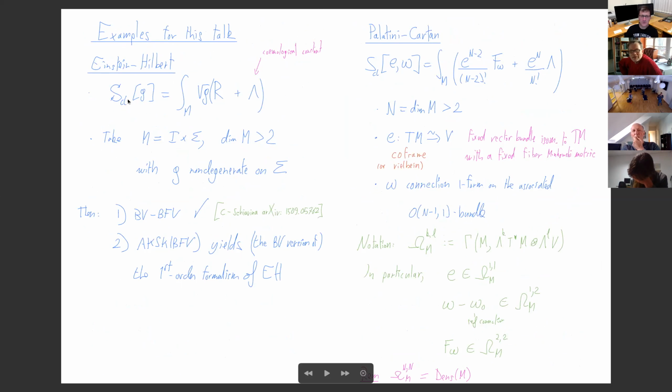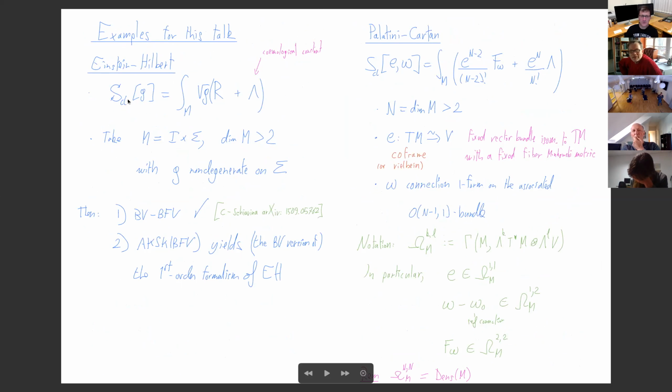It gives you directly the BFV formalism for the first order theory of gravity. So that works in any dimension. In the Palatini-Cartan formalism, the coframe formalism, this works on the nose only in 3 dimensions. And it works in 3 dimensions because Palatini-Cartan in 3 dimensions is a BF theory, which is itself an AKSZ theory, so everything has to work. But in higher dimensions, it doesn't.